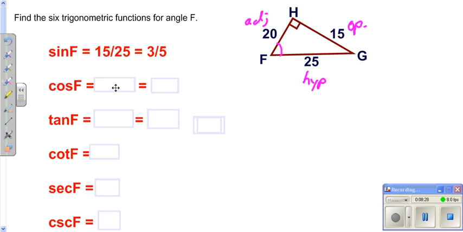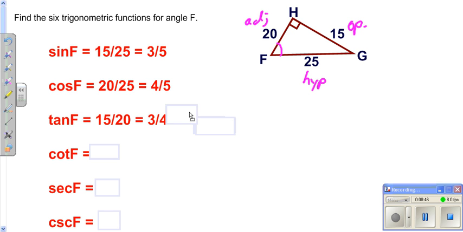Cosine of F. So we take the cosine, which is your adjacent of 20 over your hypotenuse of 25, and that also does reduce down. Tangent of F. Tangent is your opposite of 15 over your adjacent of 20, and then that does reduce down.